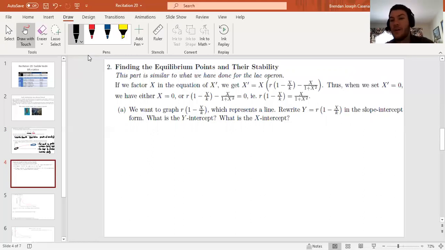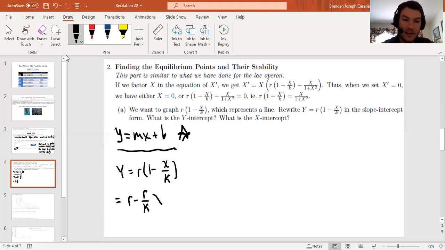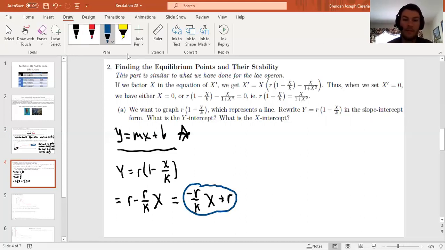So we're going to rewrite y equals r times 1 minus x over k in the slope-intercept form. Specifically, we're going to rewrite it as y equals mx plus b. That's the slope-intercept form. So what do we have here? If I take that equation, we can distribute the r, and I'm going to rewrite this second term as such, so that I can fit the exact mold that I'm looking for, I'm going to rearrange the terms. This is what we have: negative r over k x plus r.